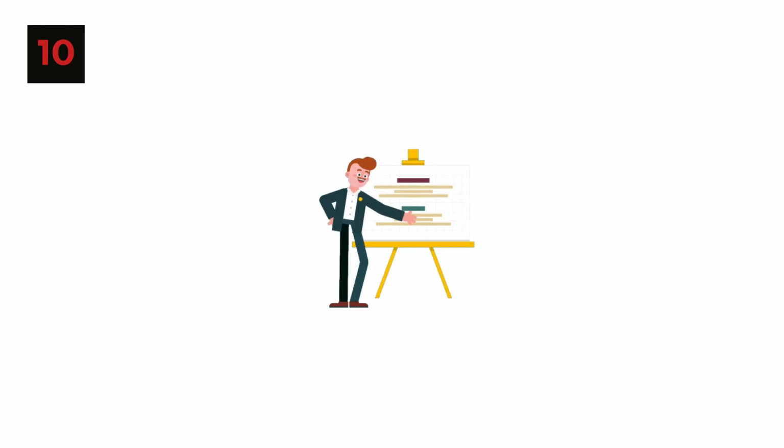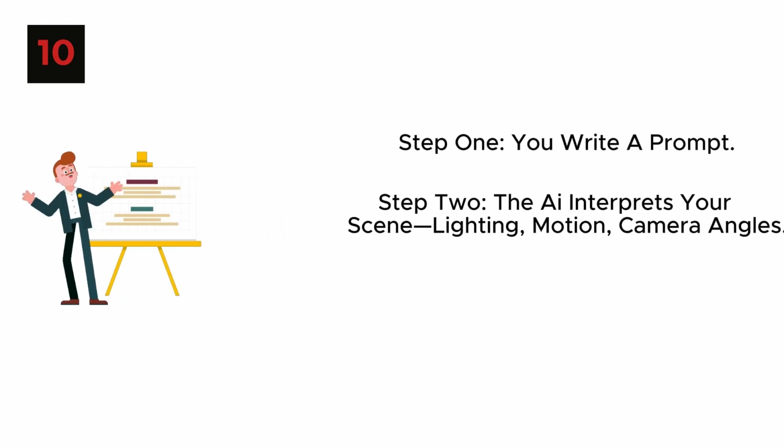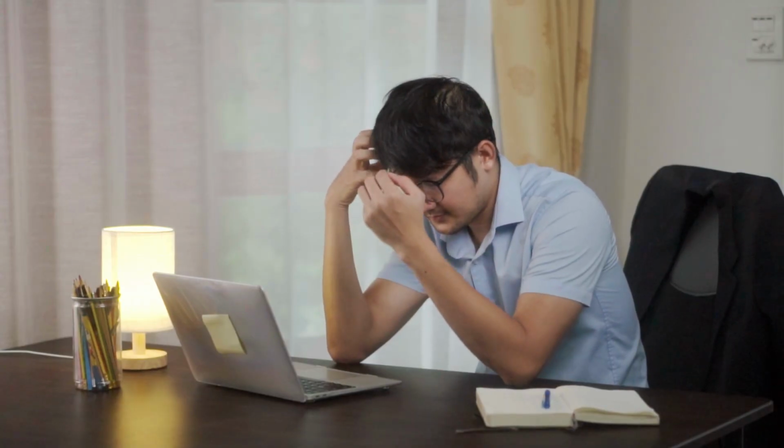Section 3. How it actually works. Simple breakdown. Step 1. You write a prompt. Step 2. The AI interprets your scene: lighting, motion, camera angles. Step 3, it generates a video clip. That's it. But here's where most people mess up. They treat it like magic.